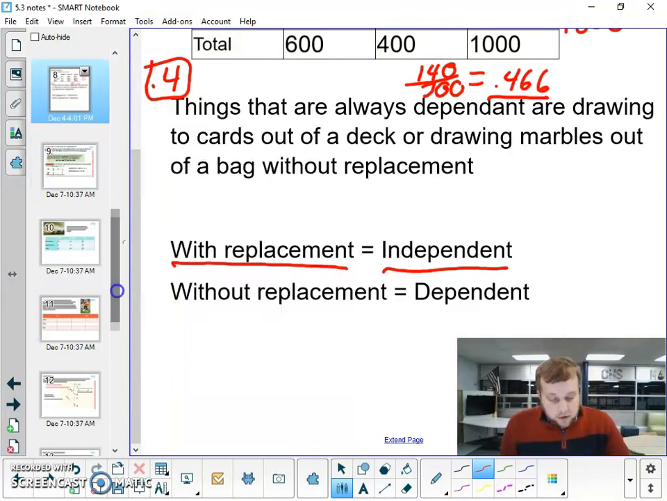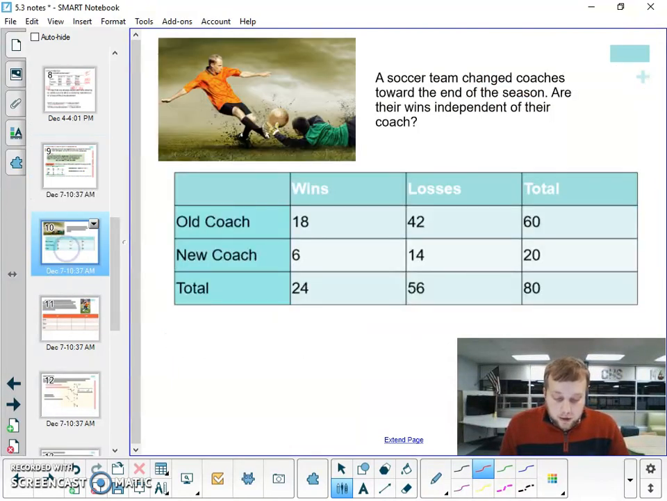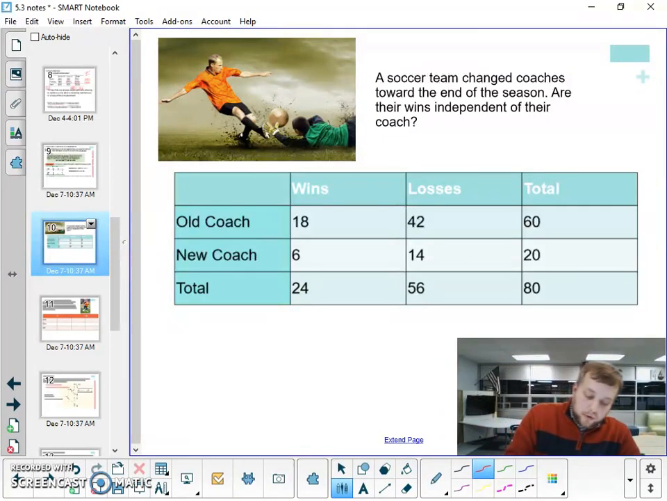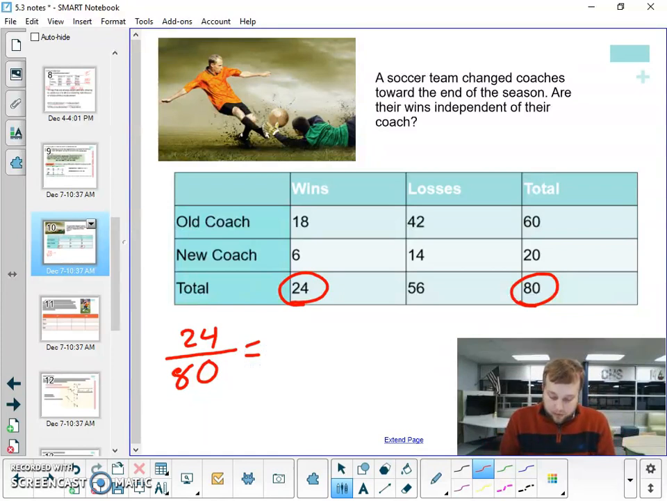Now, we don't have much time to do this. I basically went through the rules and probability of it all. And let's just go through one scenario. A soccer team changes coaches towards the end of the season. Are their wins independent of their coach? So first of all, I would see if they're independent. I'm going to take their wins over their total, so 24 over 80. And 24 over 80 is, oh man, I only have a few seconds left.